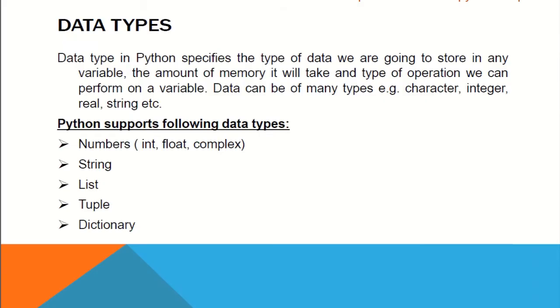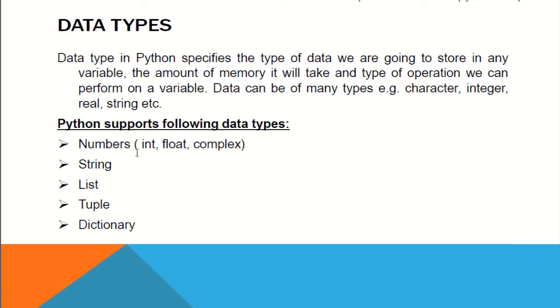First is data type. What do you mean by data type? Data type in Python specifies the type of data we are going to store in any variable, the amount of memory it will take, and the type of operation we can perform on a variable. Data can be of many types. Example, character, integer, real, string, etc. Python supports the following data types.